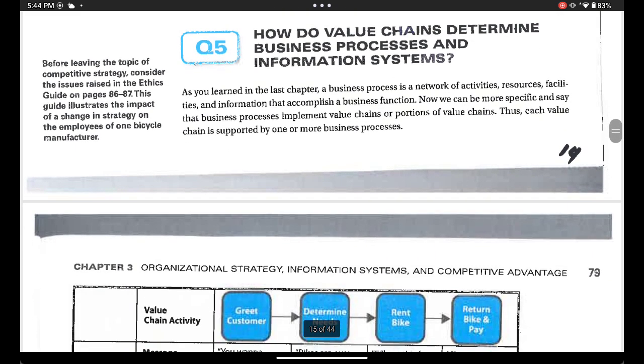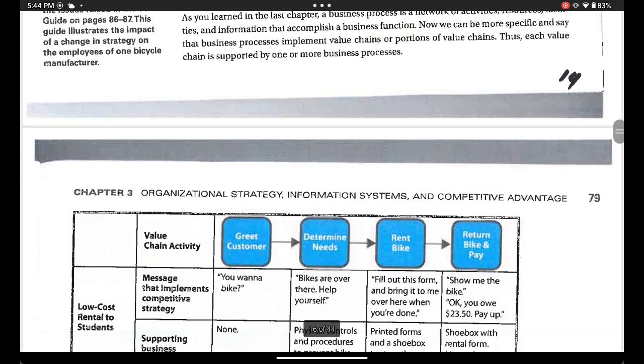Now, how do value chains determine the business process and information systems? Obviously, different value chains will change your systems in a business, right? If you're going to hire a supplier that is very, very dumb, your product and end of the product is going to be stupid.